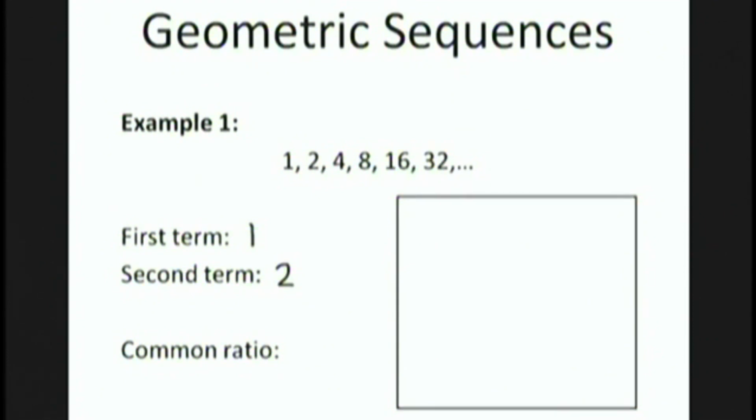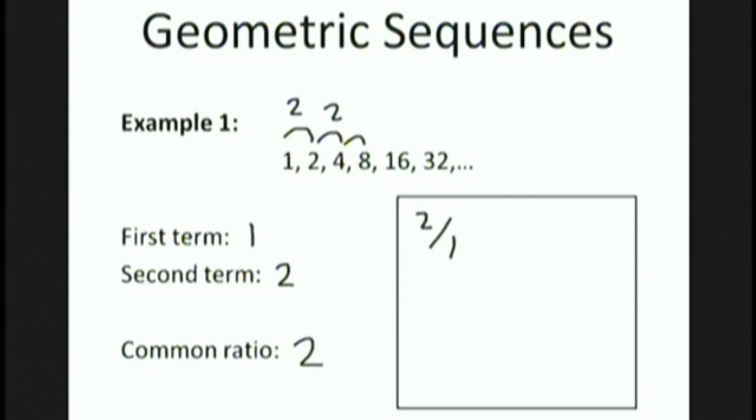Also notice that to get from 1 to 2, we need to multiply by 2. To get from 2 to 4, we also multiply by 2, and so on. This number 2 is called the common ratio of the geometric sequence. So why is it called a common ratio if we're multiplying? Well, because another way to find the common ratio is to divide any term by the previous term.